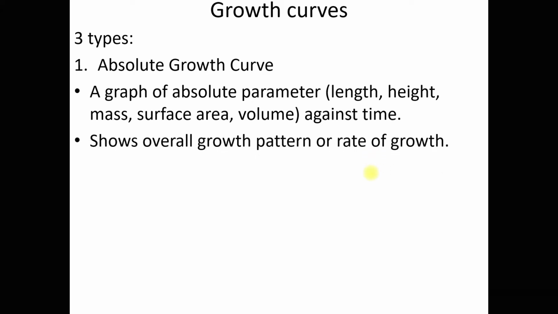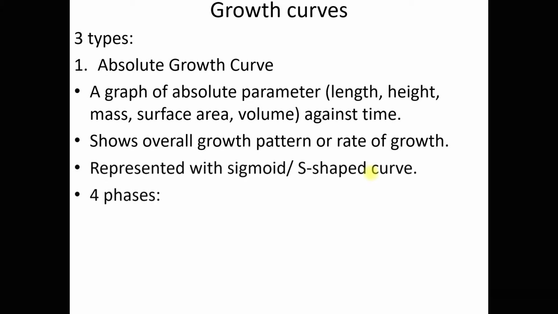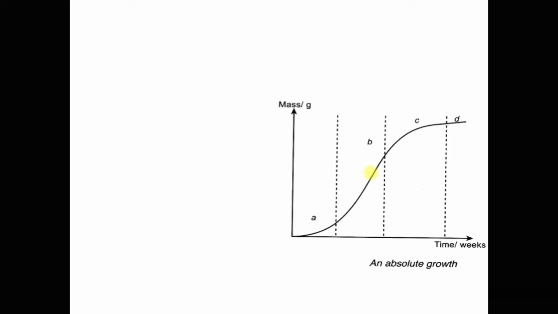So the absolute growth curve will show the overall growth pattern or rate of growth, because we have the absolute parameter plotted against time. That will give you the rate of growth. Now this absolute growth curve can be represented with a sigmoid or S-shaped curve, right? And when it comes to the S-shaped curve, there are four phases here. So this is the sigmoid curve, and we have phase A, B, C, and D.